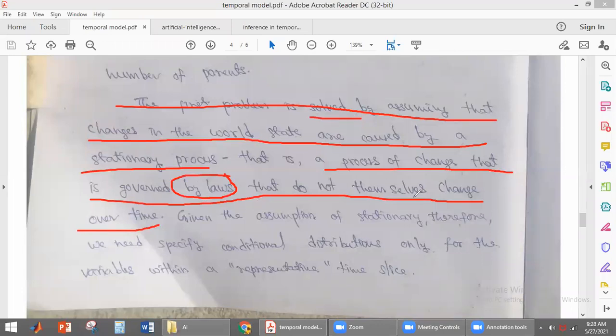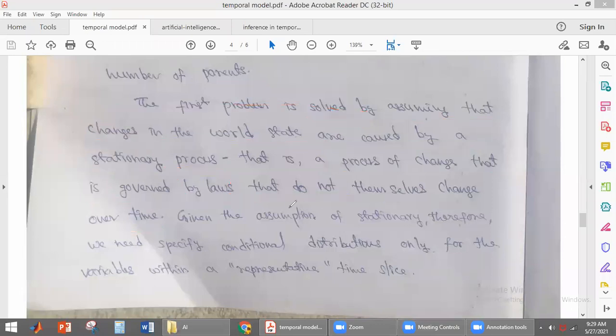Here, the environment is not changing by itself. So that is called a stationary process. How are we solving the first problem here? The change in the environment is caused by the stationary process, so the change is represented by the laws. The environment is not changing by itself. Like that, we are solving the first problem.